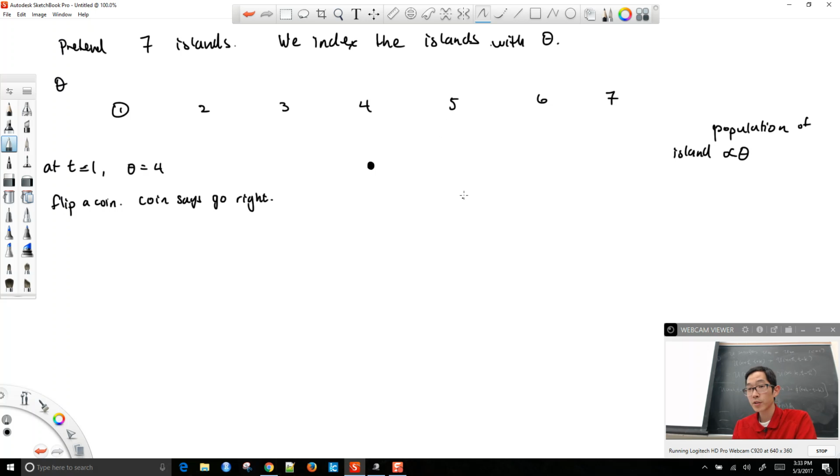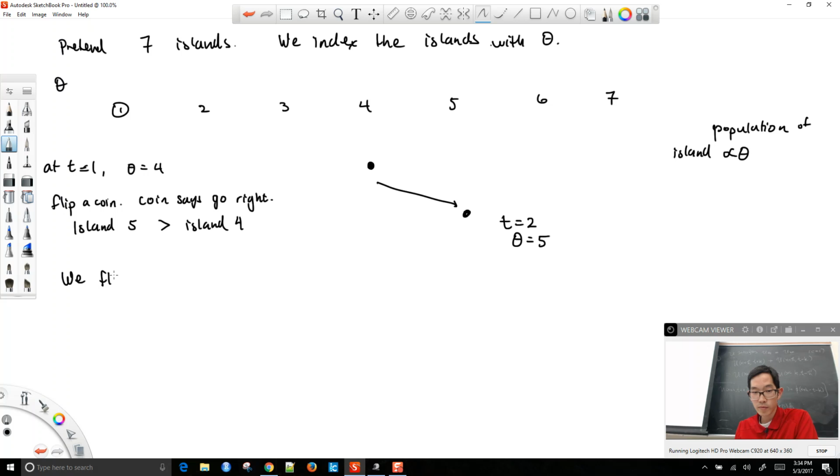Okay, so when we look at it, island 5 is bigger than island 4, the population, so we go to island 5. So this is now time t equals 2. Our theta is equal to 5. The next day, we flip the coin again.